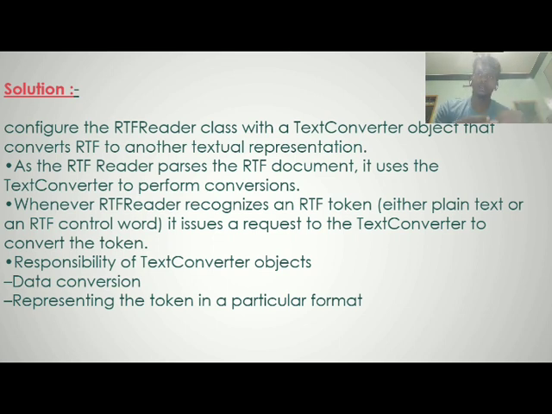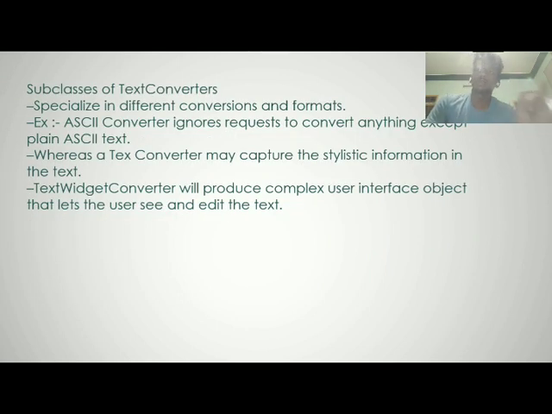Whenever the RTF reader recognizes an RTF token, either plain text or an RTF control word, it issues a request to the text converter to convert the token. The responsibility of the text converter object is the data conversion, representing the token in a particular format. Subclasses of text converter specialize in different conversions and formats.